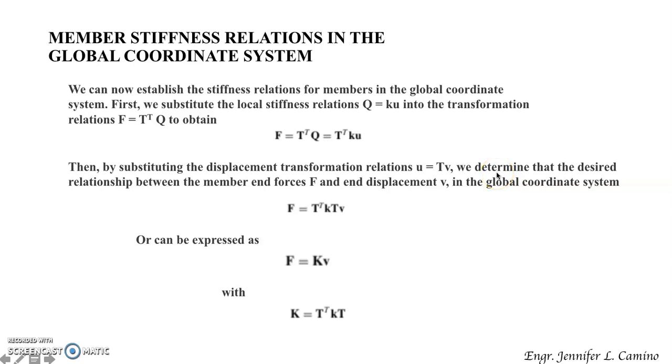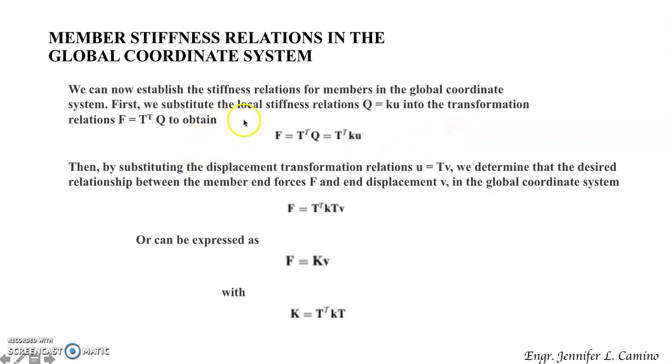Hello everyone, we're going to continue our discussion on trusses. So after we discuss member stiffness relation in the local coordinate system, let us discuss member stiffness relation in the global coordinate system. By using the member stiffness relation in the local coordinate system from the previous discussion and the transformation relation also from the previous section that we discussed, we can now establish the stiffness relation for members in the global coordinate system.